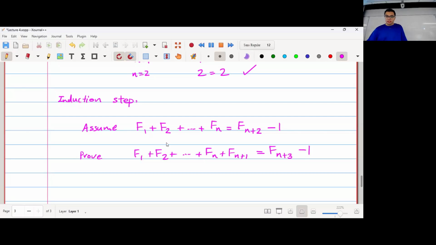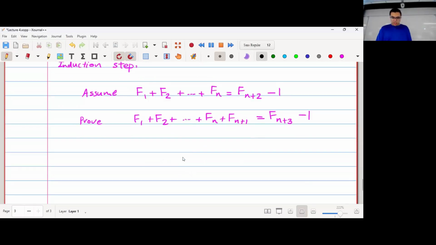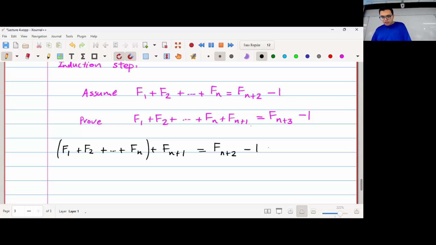Okay. But this shouldn't be too hard, right? So I want to find this sum, and I already know the sum of the first n elements. So I just have one extra element, right? So I can write it like this. I can say f1 plus f2, so on to fn and f of n plus 1 is equal to, I take this part, and I already know that this part is f of n plus 2 minus 1. So this is f of n plus 2 minus 1 plus f of n plus 1.